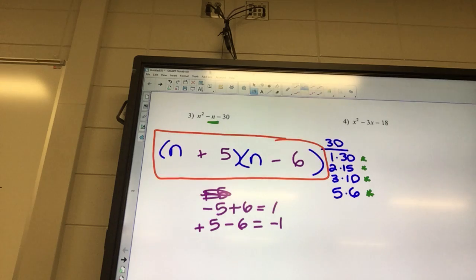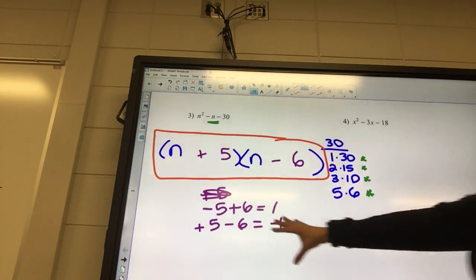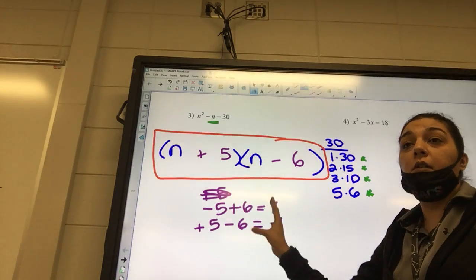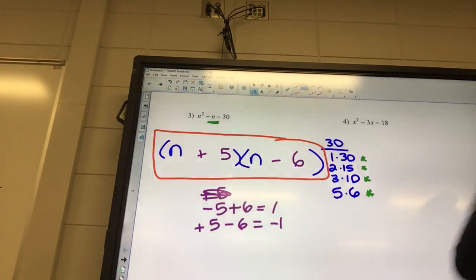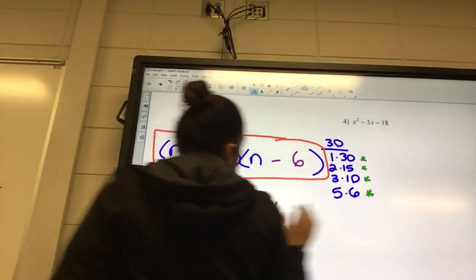Now, if you were to FOIL that back out, you multiply the first, the outer, the inner, the last, and you would get back to n squared minus n minus 30. Okay? I'm not saying check your entire work, but you do need to check this part on the calculator, the minus 5 plus 6, to make sure that it's right. Because unfortunately, even if you put the 5 and the 6 in the blanks, if you have the signs wrong, the whole problem is wrong. Okay? Let's look at the next one.